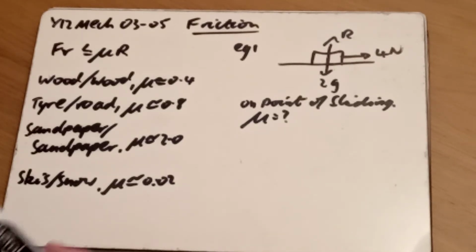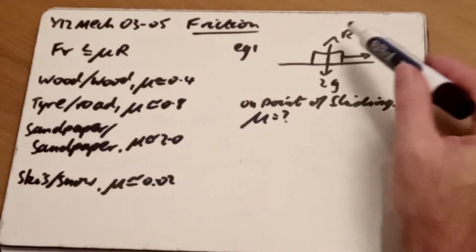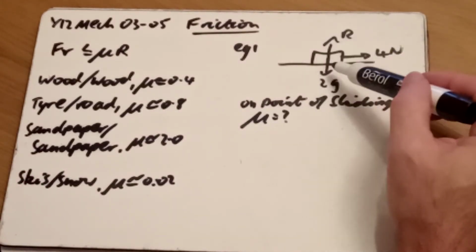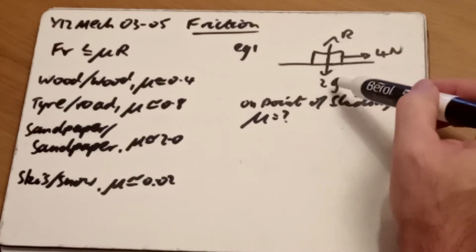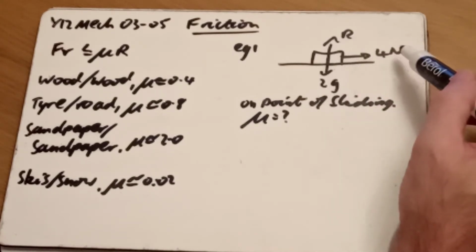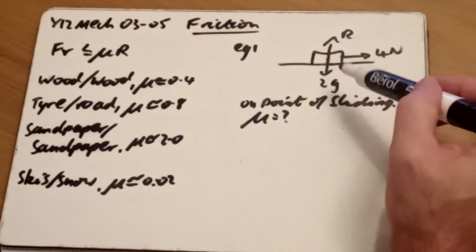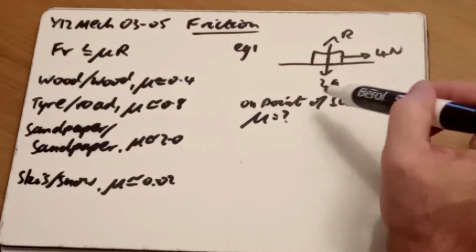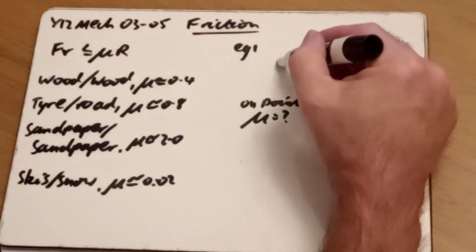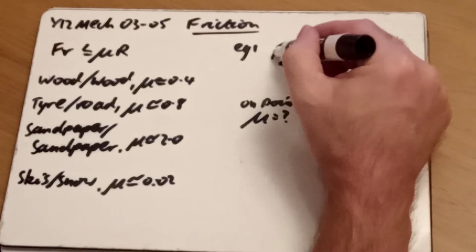So let's look at a couple of examples and see what's going on. In this case here, we've got a reaction force because we've got a body in contact with the surface, with a weight of 2g. There's a 4 newton force going horizontally. The thing is just on the point of sliding. And the question is, what's mu? So what's missing from the diagram is my friction.